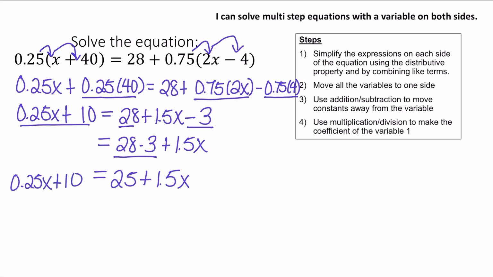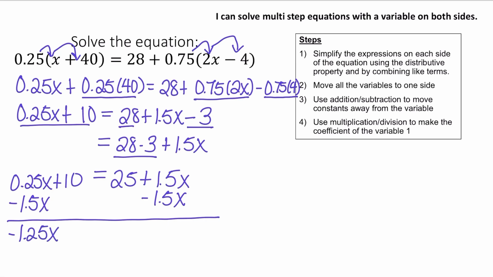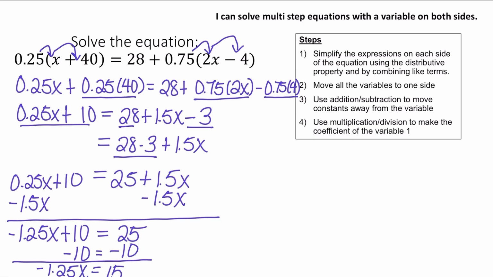Now I need to move all my variables to one side. I'm going to subtract 1.5x from both sides, and that is going to give me negative 1.25x plus 10 equals 25. Now to isolate the variable, I need to subtract 10 from both sides. And that will give me negative 1.25x equals 15.